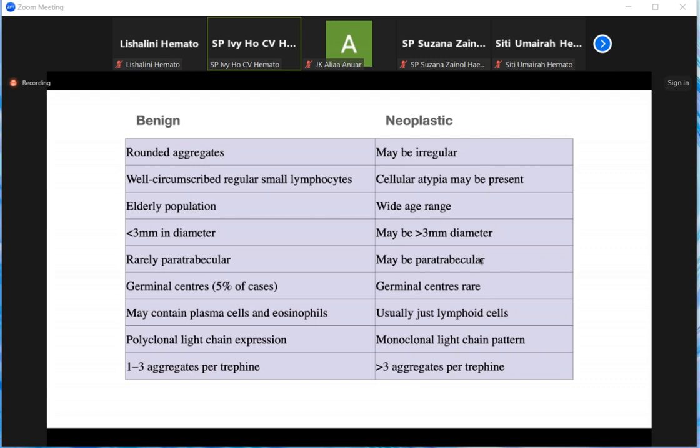The abnormal aggregates normally don't show the presence of germinal centers, whereas the benign ones, because they're usually reactive, in a small number of cases, if you're lucky enough, you might be able to appreciate germinal centers. The benign aggregates contain a mixture of other lymphoid cells, for example plasma cells and eosinophils, whereas in the abnormal one you will just see lymphoid cells with nuclear atypia, and they are irregular. And of course, the light chain expression will help us to differentiate, and also the number of aggregates per trephine.